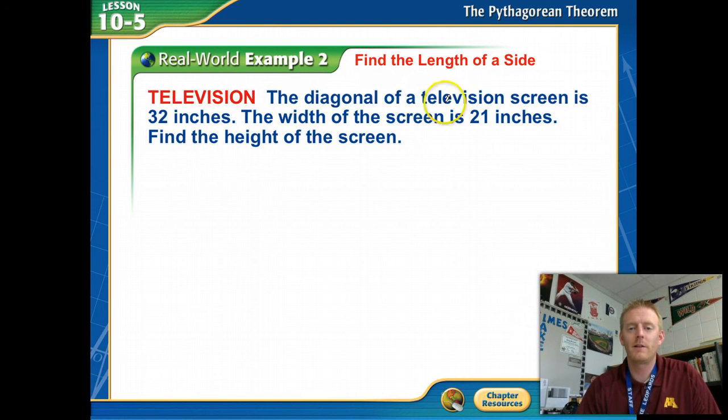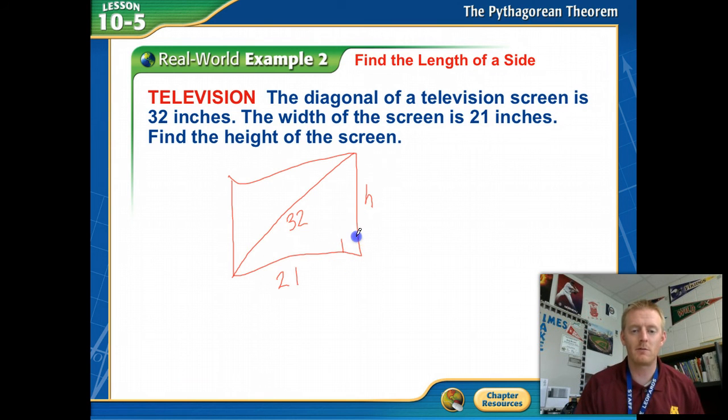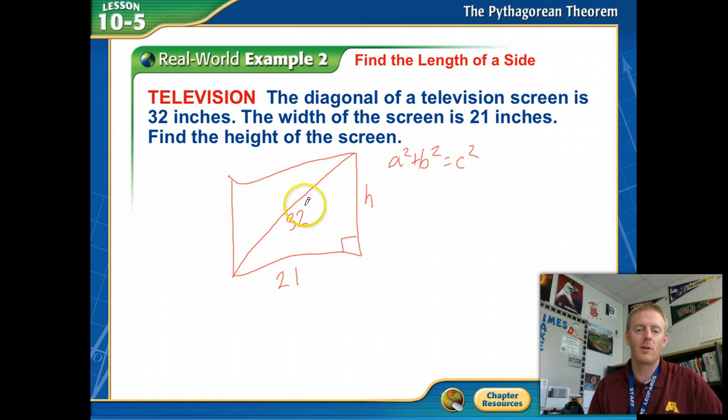The diagonal of a television screen is 32 inches. So a TV. This is one of those sweet TVs that's got a little wave in it. So the diagonal is 32. The width is 21. Find the height. So we can use the fact that this is going to be a right angle, even though my drawing is horrible. So we're going to find the height, which would be either a or b in our a squared plus b squared equals c squared. So we know that 32, which is the diagonal, is the c.